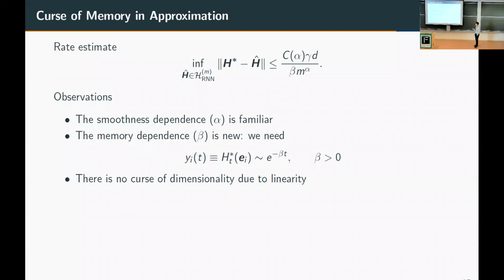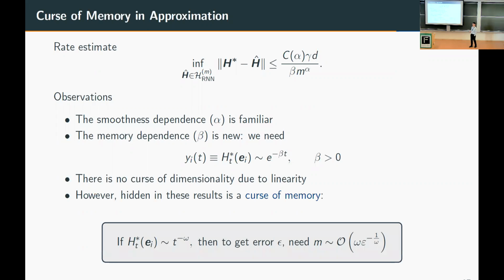So why? Because we assumed that the derivative falls off like e to the minus beta t. But remember, in our density result, we didn't have this assumption, right? And we needed this assumption to get a rate. So the question is, what if it doesn't fall down exponentially?